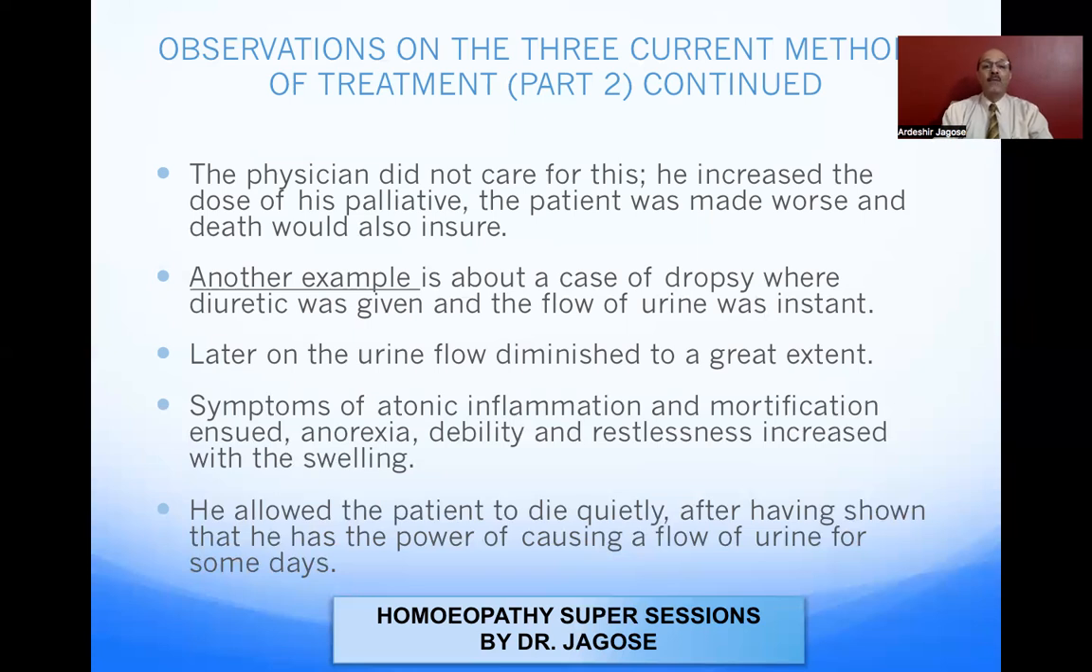So what happened when the flow of urine became less? The patient became anorexic, he became more weak and more restless, and the dropsy or the swelling increased. He allowed the patient to die quietly after having shown that he has the power of causing a flow of urine for some days. So ultimately what happened? The patient used to die, but he used to convince the patient's relatives by saying that he had done his best, he has given the best medicine, the flow of urine was restored, but unfortunately, the patient had died.